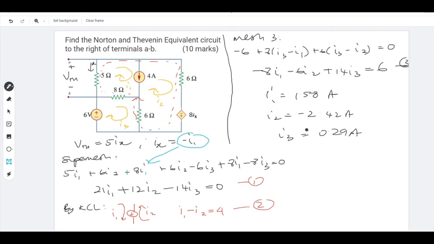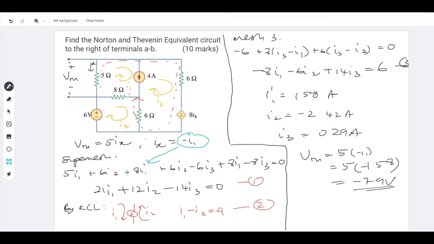Can, no problem. Alright. So is it done? Not yet. We want VTH. So VTH, you plug into your equation. 5 Ix equals to negative I1. Ching ching. Alright. And then you put 5 multiplied by negative 1.58. Okay. And then you do 5 times negative 1.58. You will be getting negative 7.94. Yay! Is it done? Not yet. We have one more to do.